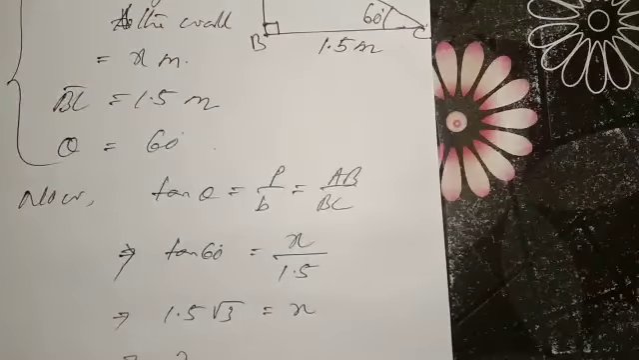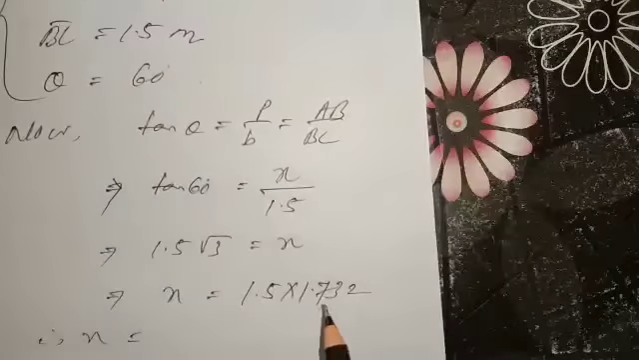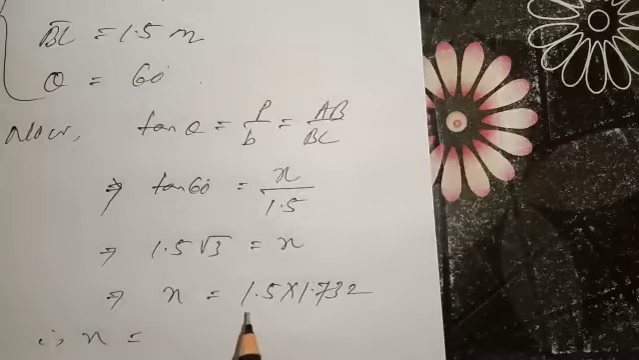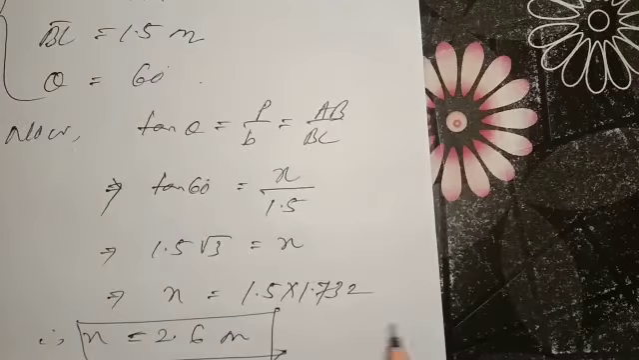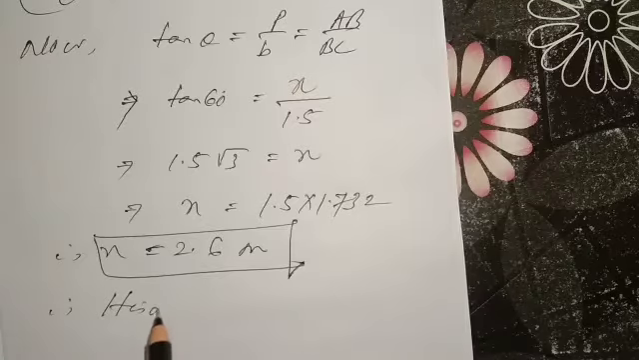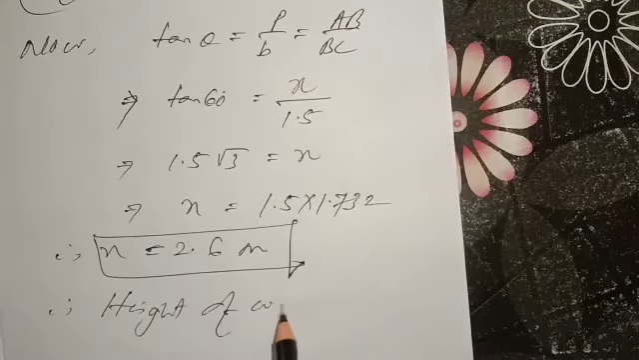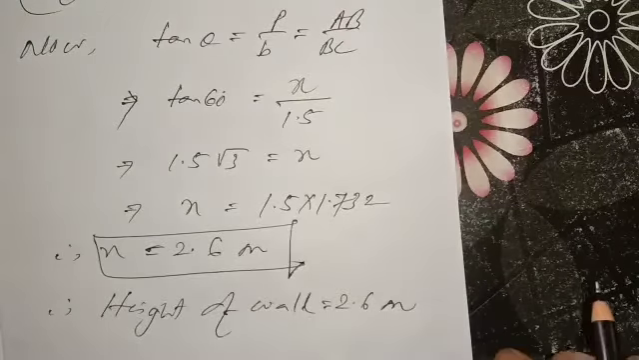If I multiply by the root 3 value, that is 1.5 into 1.732, I will get the value of x equal to how much? 2.6 meters. And this is the height of the wall. Therefore, the final answer is: height of the wall is equal to 2.6 meters. Let us go to the next number.